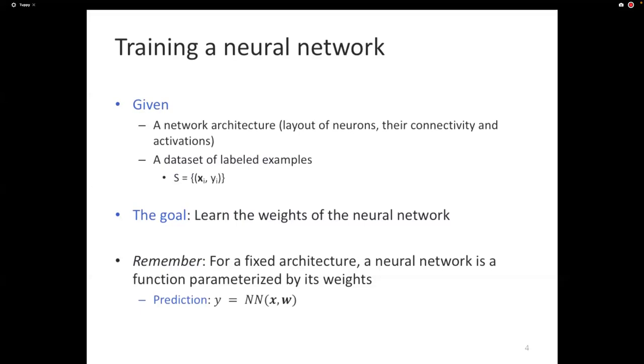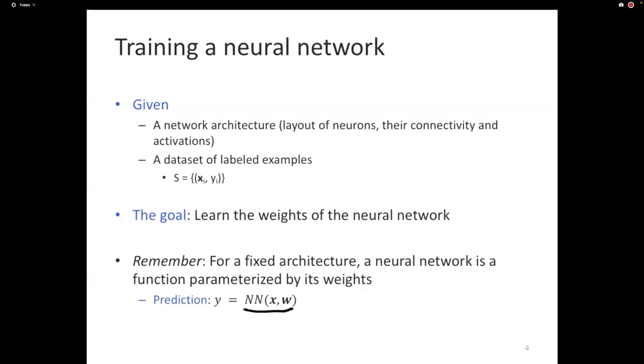We just do somehow. All we need to do is learn the weights of the neural network. Given the parameters and the architecture, the neural network is nothing but a function. It's just a complicated way of writing a function, which means it's a hypothesis, which means it can take an input and produce a label.